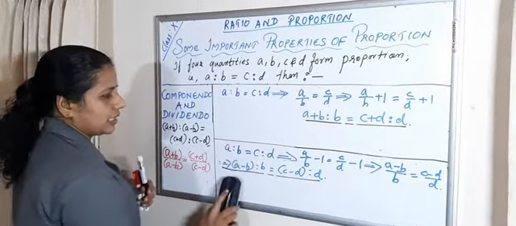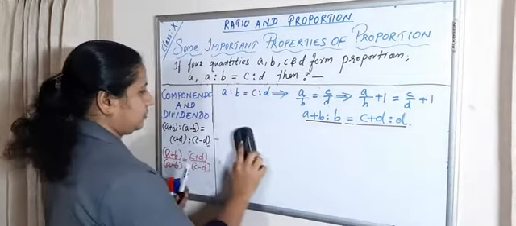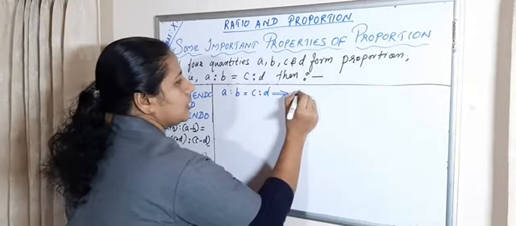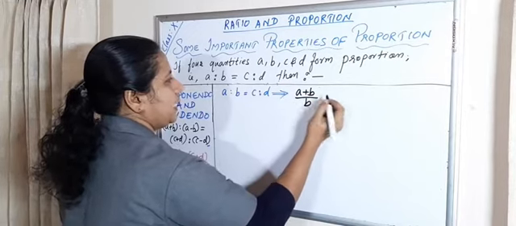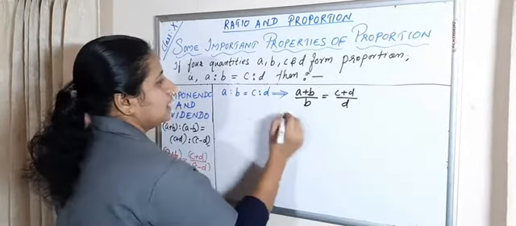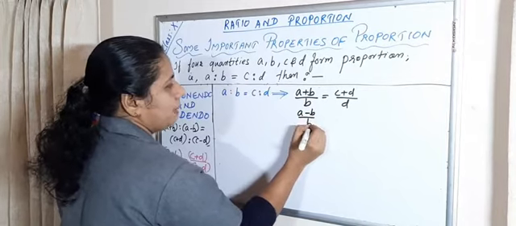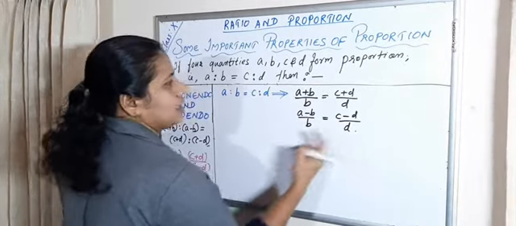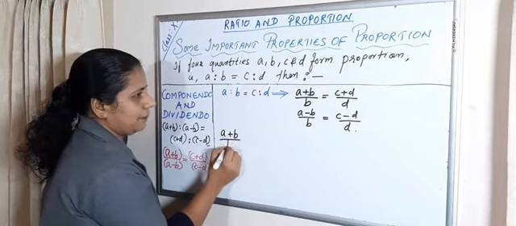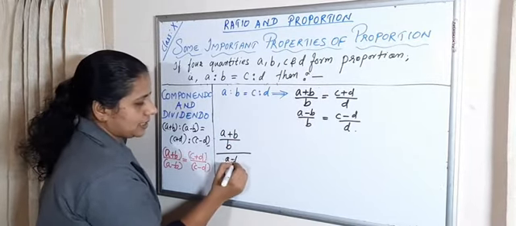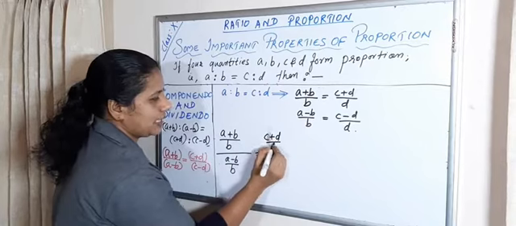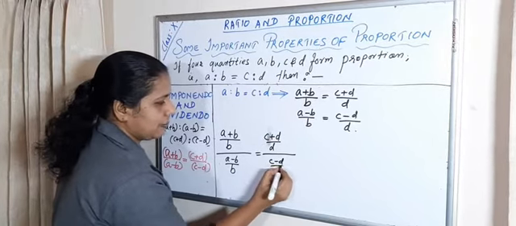So first I am writing this here. That is, componendo means (A plus B) by B equal to (C plus D) by D. Similarly, dividendo means (A minus B) by B equal to (C minus D) by D. So now I am taking the ratio of these two quantities, that is, (A plus B) by B is to (A minus B) by B equal to (C plus D) by D is to (C minus D) by D.